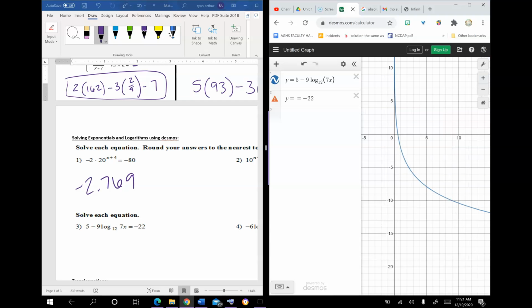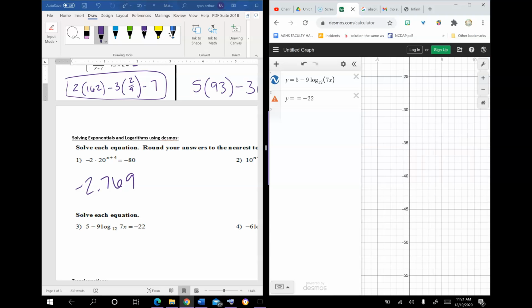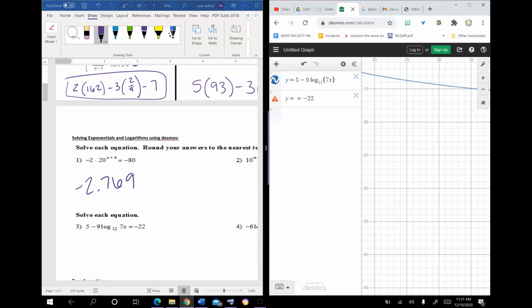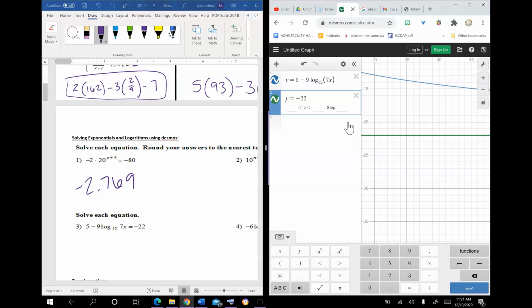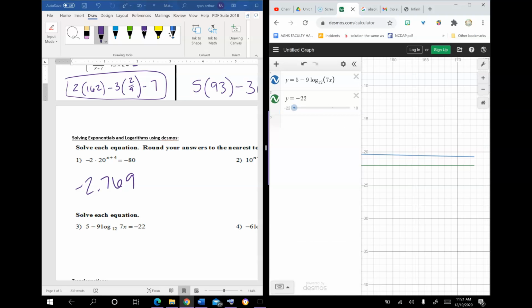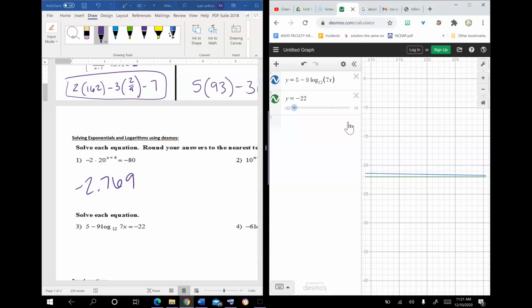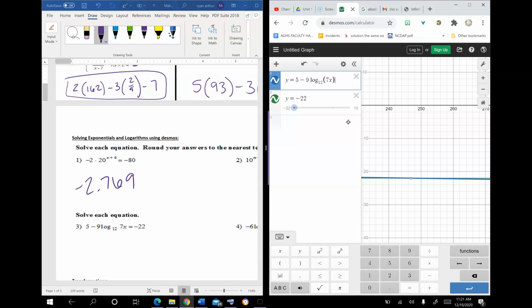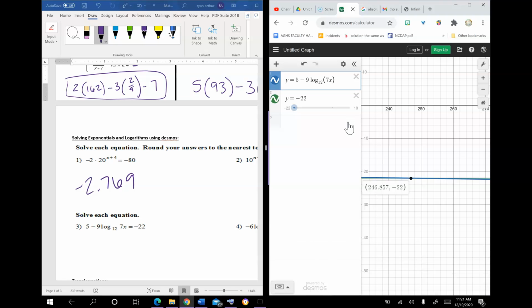Where am I at? Okay, negative 22 is right here. So I'm going to have to scroll over. Oh, I put 2 equal signs. I was like, why am I not seeing that line? So here's the line, but we got to find where they intersect. So we keep scrolling. You can zoom out too if you want to. And to find the dot, just click. If you click on the equation, the gray dot will appear. And that's your answer. 246.857. Okay?